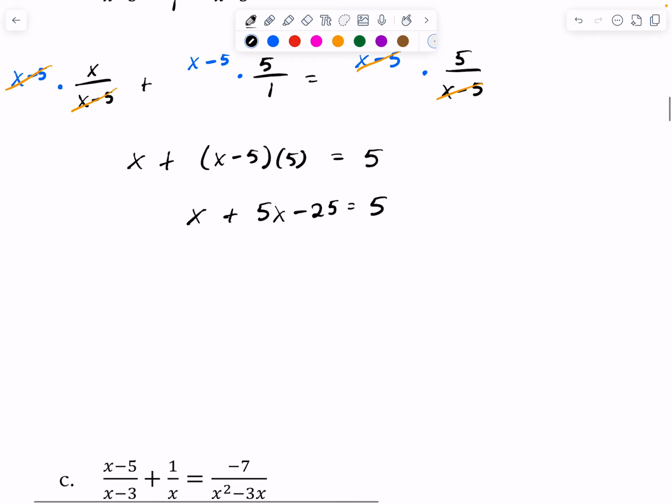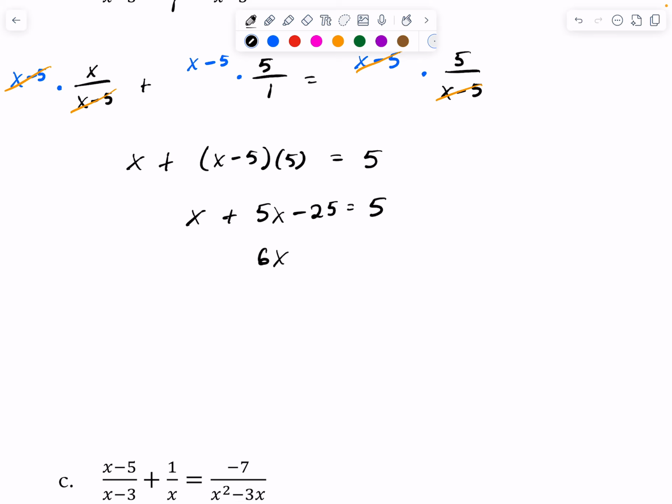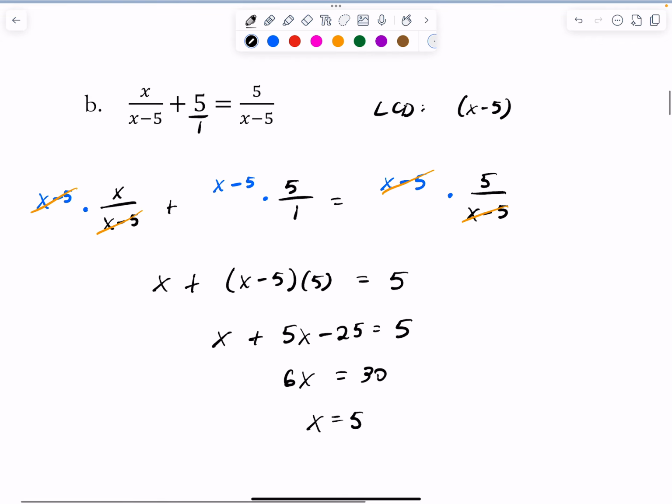All right, so it's just going to be a linear equation, which is 6x equals, move the 25 over with addition, you get 30. So x equals 5. Now again, before you move on, if you were to take that 5 and plug it back into the original equation, would that cause any denominator to become 0? And the answer is yes. It actually causes two denominators. It doesn't matter, it just has to be one, right? But both of those denominators would become 0, so that's an issue.